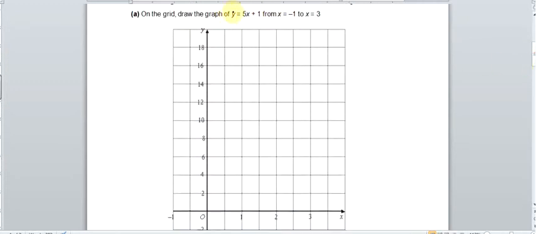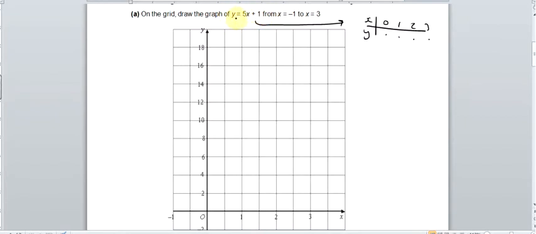On the grid, draw the graph of y equals 5x plus 1. Now, you can do this with a table. Put an x and a y and a 0, 1, 2, 3, and then fill it in using the formula, which is fine. But if you're doing the higher paper, and in fact anyone really, you should be trying to understand this and use your understanding of this equation to help you draw the graph quickly.